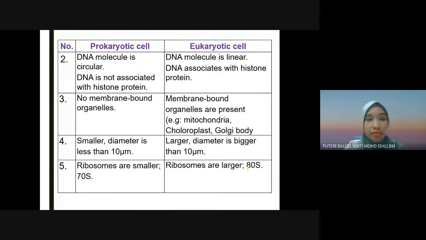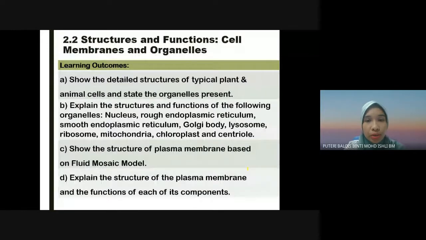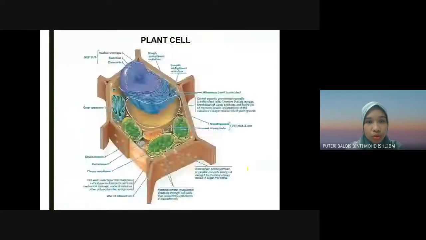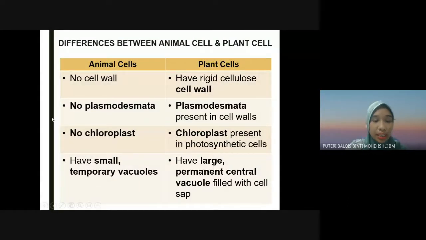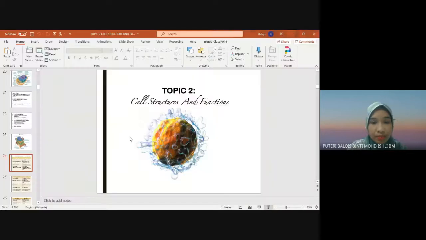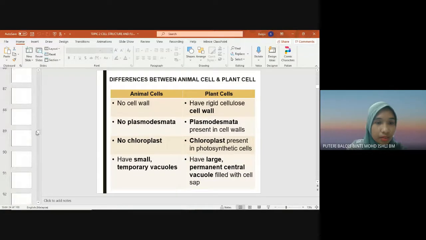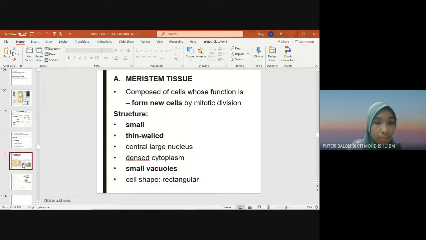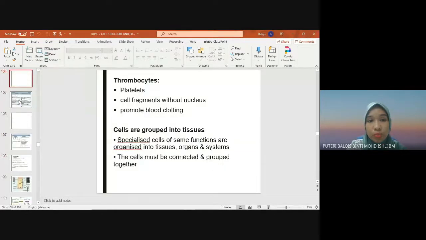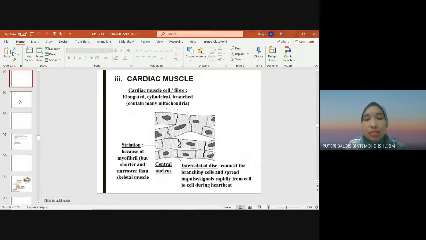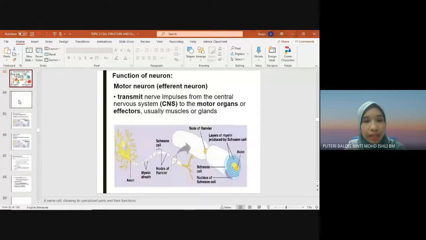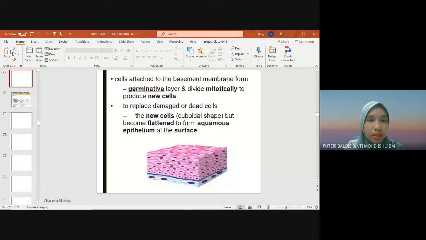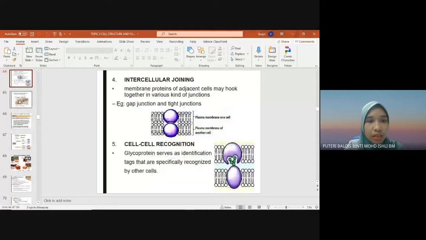Okay? Alright. 2.2, I'm going to skip this one because you're going to discuss it in your tutorial. So I'm going to discuss 2.3. Actually, topic 2 is just a revision. It's just revision for your SPM and SES. You already learned this, so it should be easier for you.